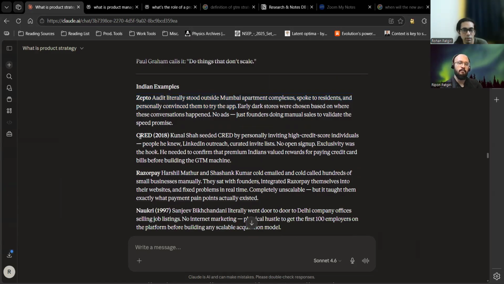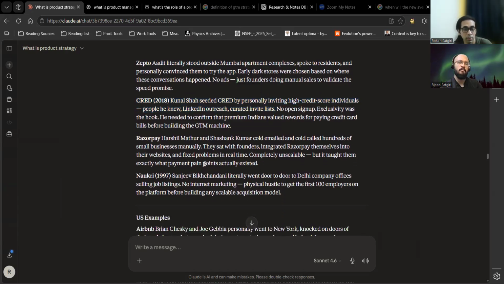Similarly, for Cred, his connections definitely did help because Cred is an application which is more for high net worth individuals, not for the general public. Similarly, if you look at this kind of product for Razorpay, they did it through cold calls and cold emails, just mass email to a lot of people.